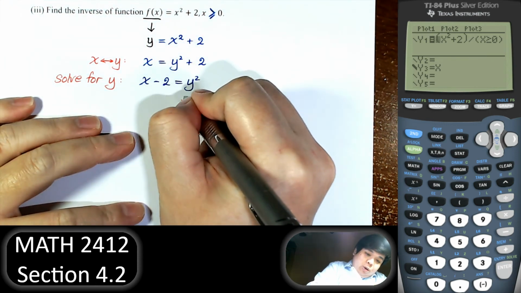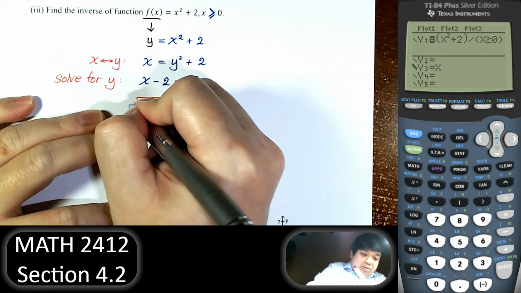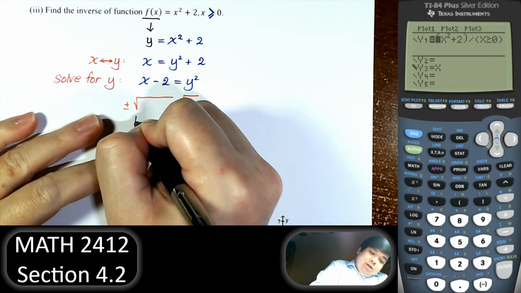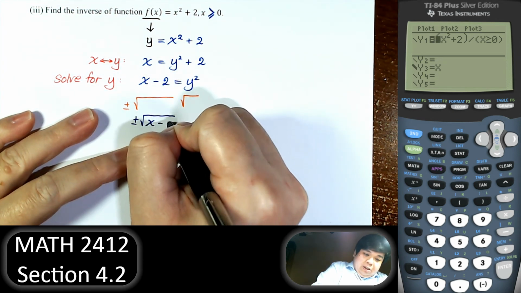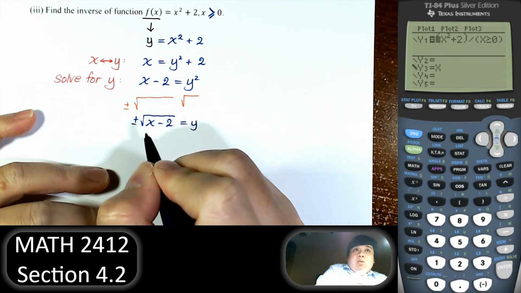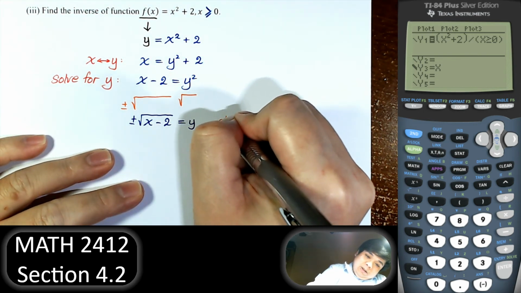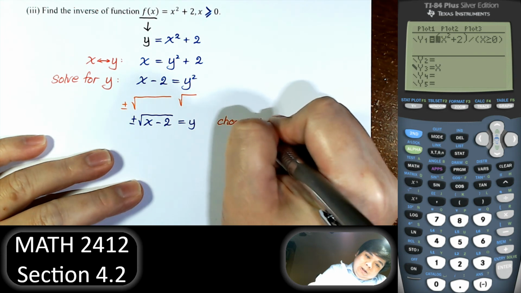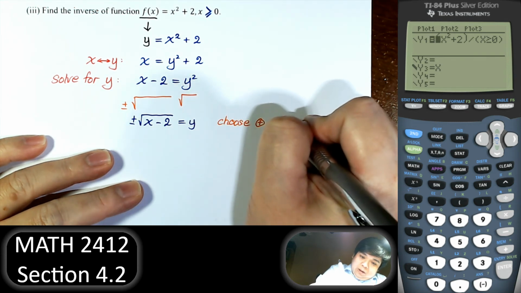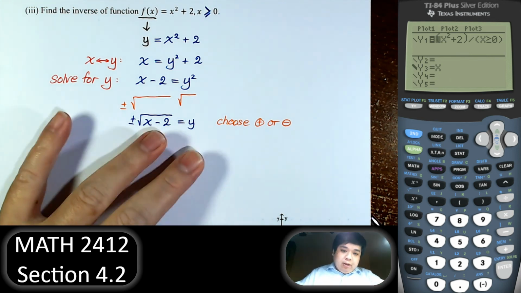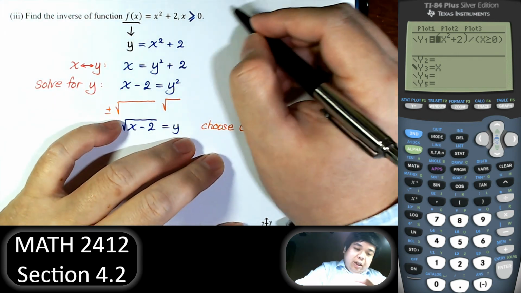And very important that when we take the square root on both sides, what do we need to have? Plus or minus. So we have plus or minus square root of x minus 2 equal to y. There's a problem. Do we choose a plus or do we choose a minus? So, right, now to do that, let's just go back to the original problem.